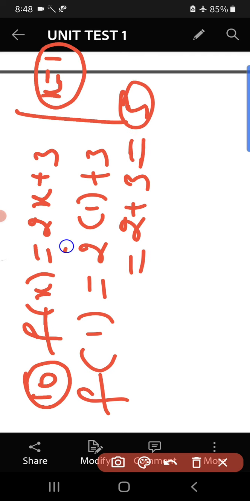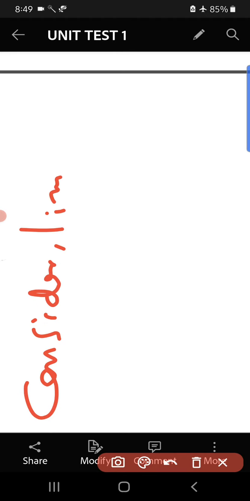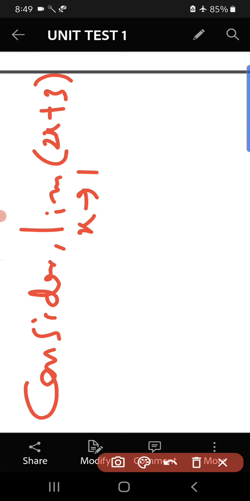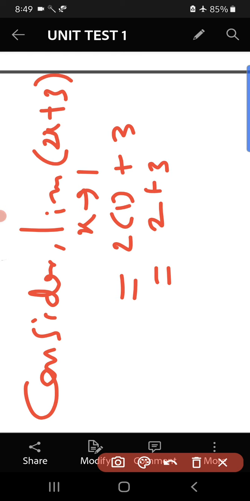So next we have to consider the limit of this function as x tends to 1. So that is, consider limit of this 2x plus 3 as x tends to 1. So if I apply limit, I cannot write limit once again. So 2 into 1, 2, that is 2 plus 3. 2 plus 3 is equal to 5.